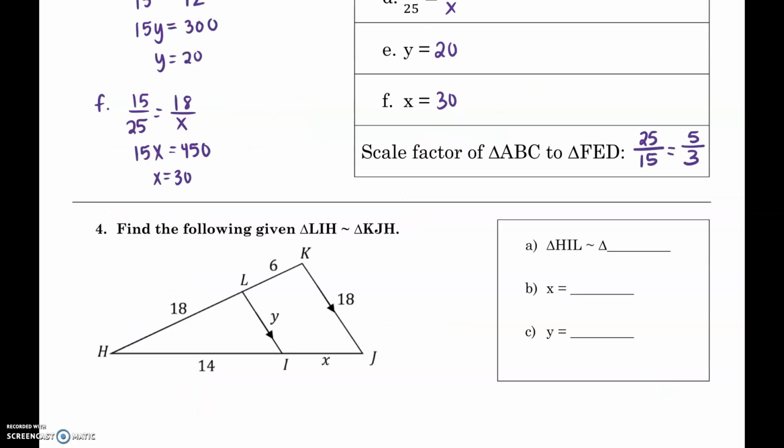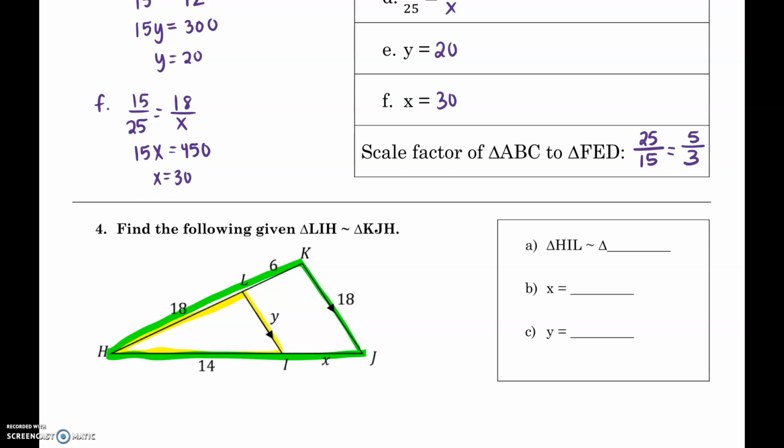All right, taking a look at number 4, I'm given that triangle LIH, so this yellow triangle here, is similar to triangle KJH. So this big triangle here that I'm highlighting in green. And we have to find A, B, and C. So here we know that triangle HIL is similar to triangle KJH, right? Because of the angle-angle postulate.